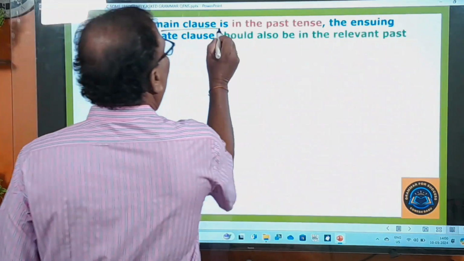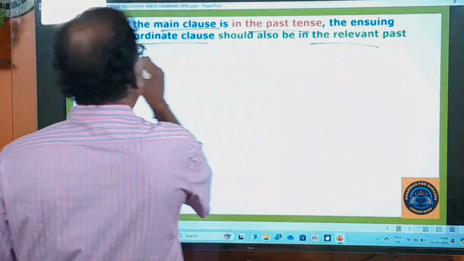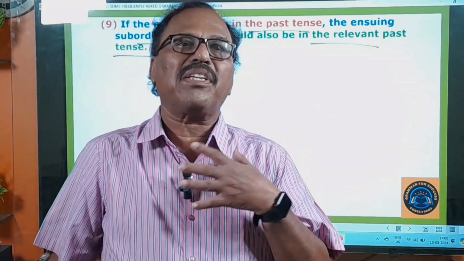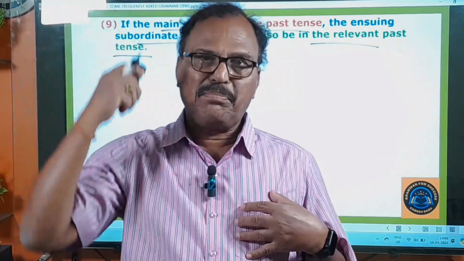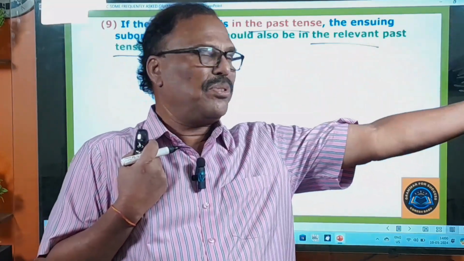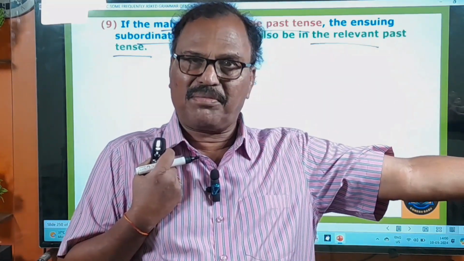Ninth one, if the main clause is in the past tense, the ensuing subordinate clause should also be in the relevant past tense. Okay, that is the rule of the sentence in the English language. If at all the sentence begins with simple past tense, again there must be used only the relevant past tense in the remaining part of the sentence.